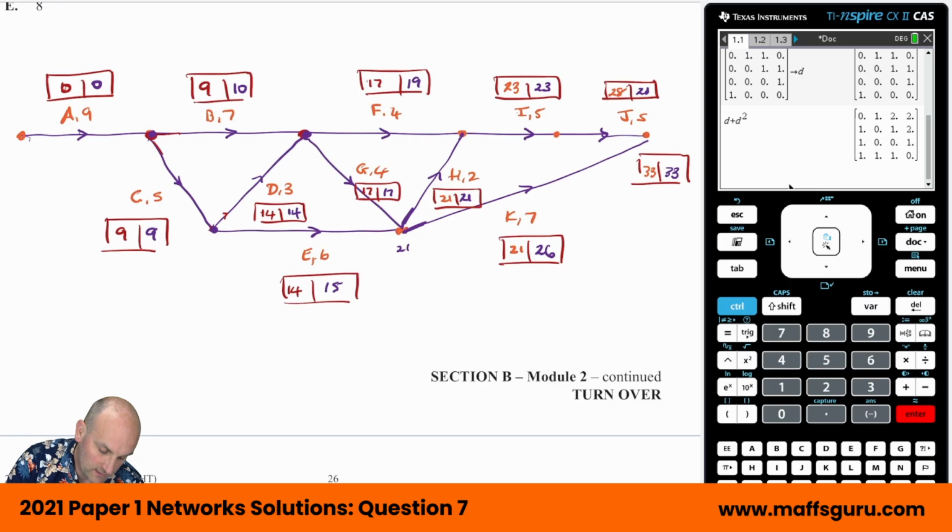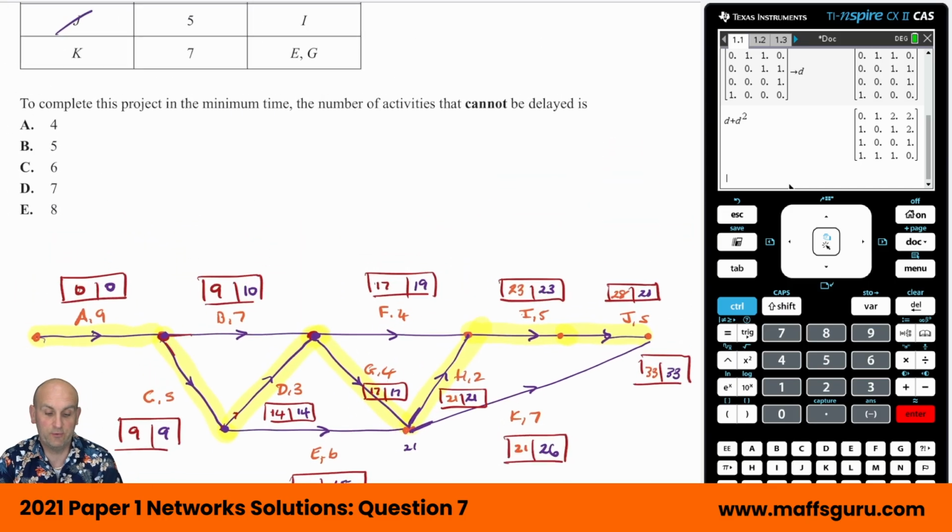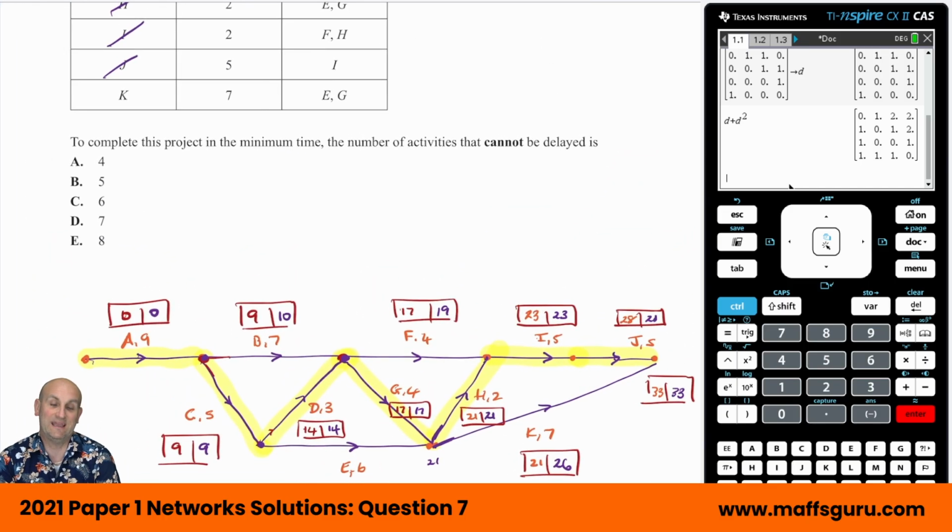And what I'm now going to do is highlight my critical path. H, I, and J. So 1, 2, 3, 4, 5, 6, and 7 of those remain on the critical path. And so to complete the project in the minimum time, the number of activities that cannot be delayed, that's just the critical path, would be 7. So I reckon D is my correct answer for that question.